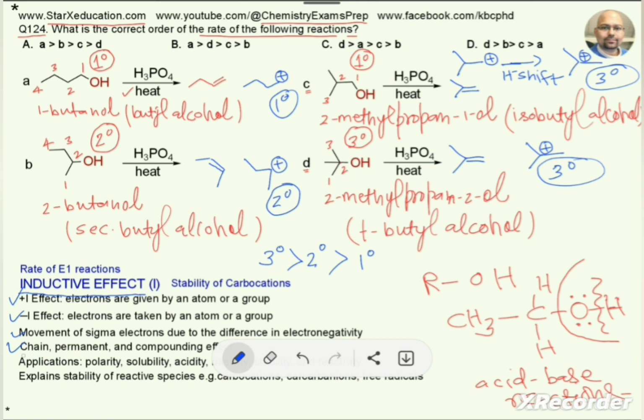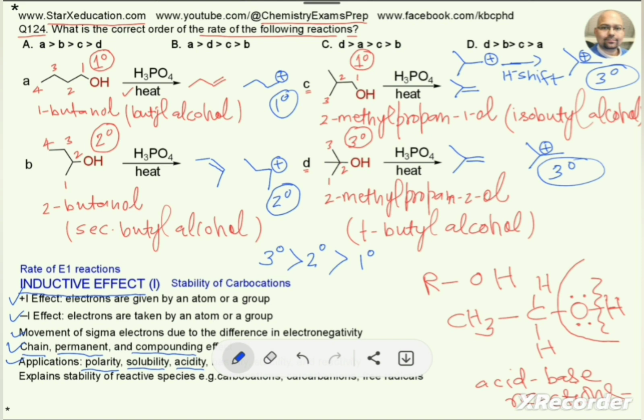The inductive effect is actually a chain effect. It's a permanent effect and it's a compounding effect. It means if you have more electron donating groups, then the species would be more stable. So the case of carbocation is the case of a positive inductive effect, where electrons are given by methyl groups to the carbon that has a positive charge. The other applications of inductive effect are the polarity of a molecule, its solubility, acidity and basicity, and reactivity and stability of organic compounds and species.